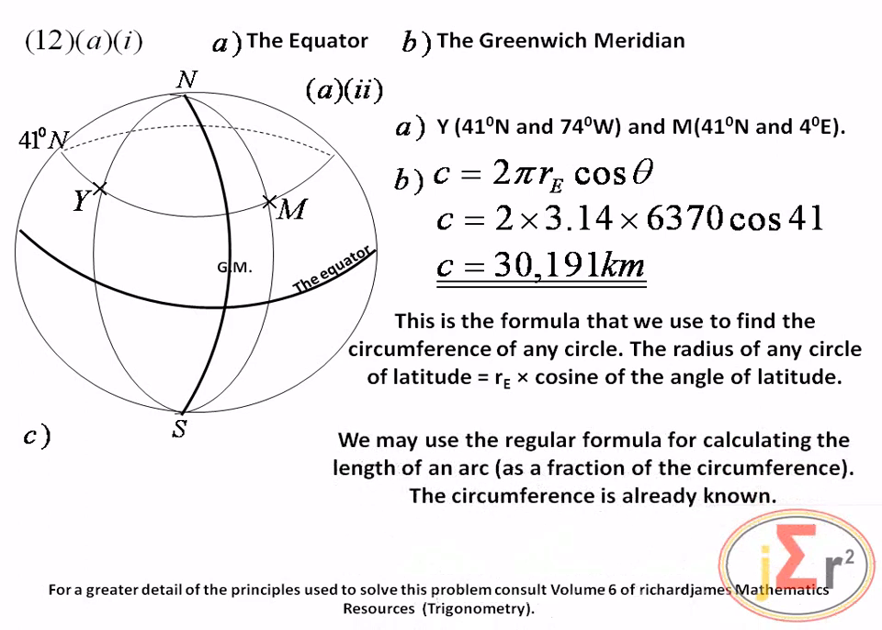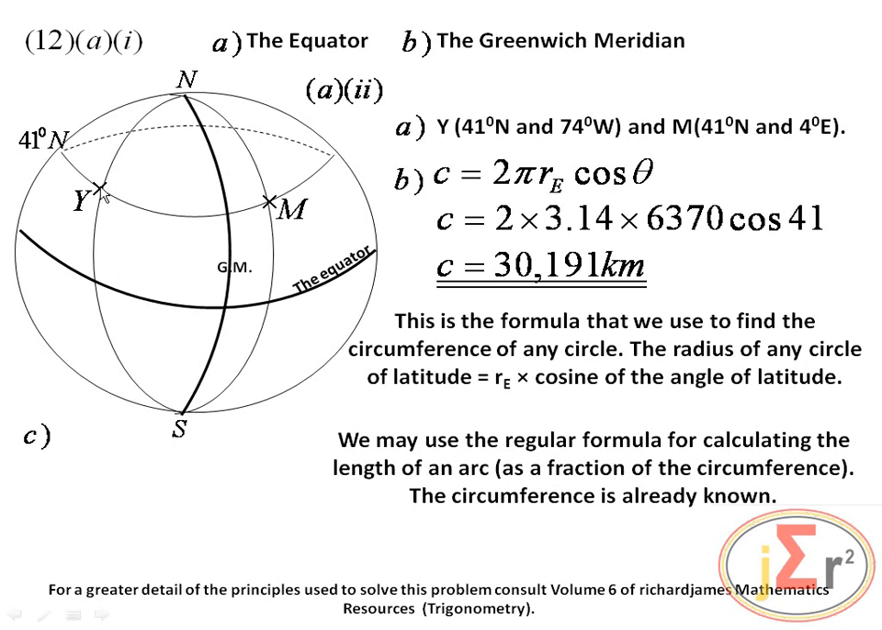We may use the regular formula for calculating the length of an arc, because that is what is required. We are required in this case to calculate the shortest distance between y and m measured along the circle of latitude 41. So this is the circle of latitude 41 degrees north, and we need to find the distance between y and m. Of course, this distance is going to be the length of an arc. So we need to know the associated angle for that arc.